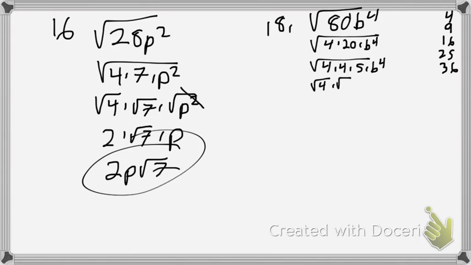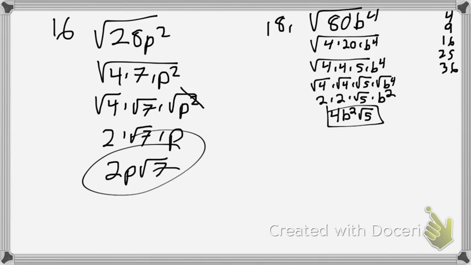So now what we're going to do is we're going to go square root of 4 times the square root of 4 times the square root of 5 times the square root of b to the 4th. Square root of 4, 2, times the square root of 4, 2, times the square root of 5, 2. I'm just kidding, it's just the square root of 5. Now for b to the 4th, we end up with b squared.